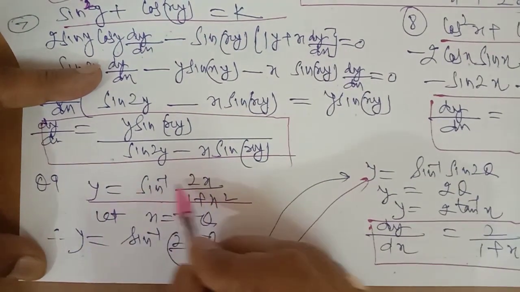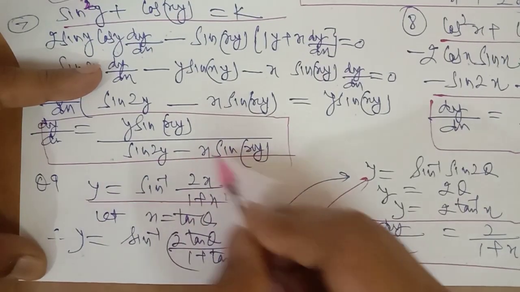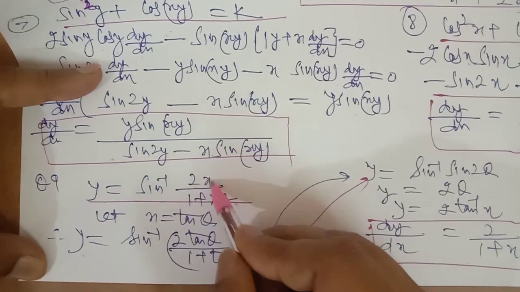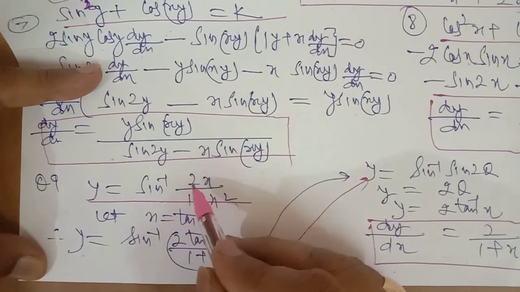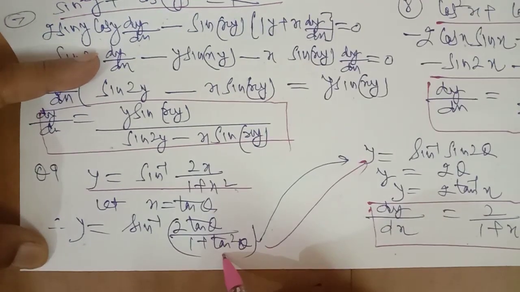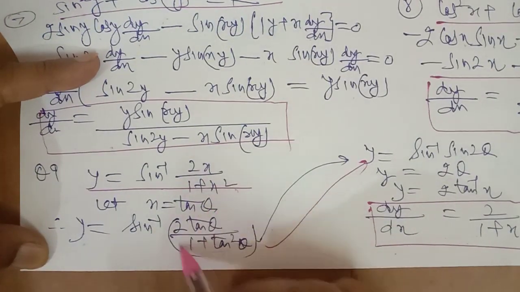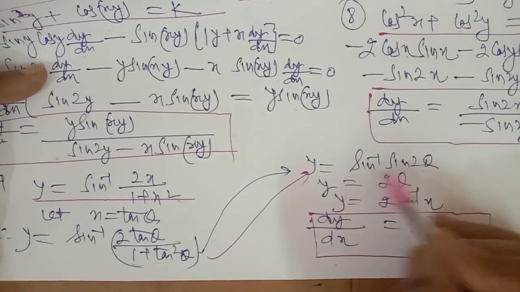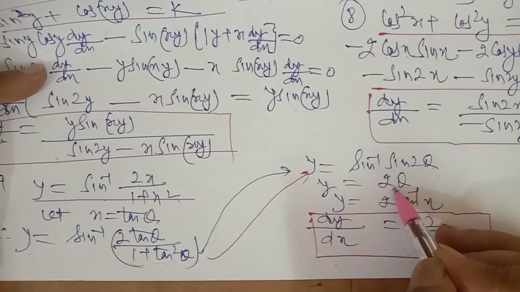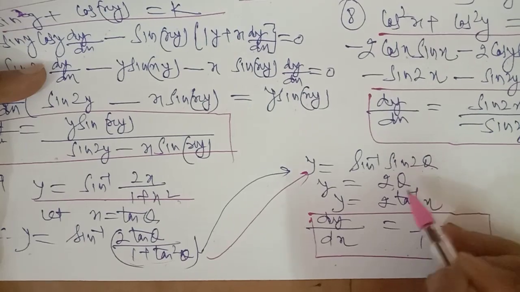So y is sin inverse 2x upon 1 plus x square. First of all we try to simplify it. So if we let x is equal to tan theta, what are you getting? Sin inverse 2 tan theta upon 1 plus tan square theta. Why have we let it? Because this is the formula for sin 2 theta, and you know that sin inverse sin theta is equal to theta. Sin inverse sin 2 theta is equal to 2 theta.